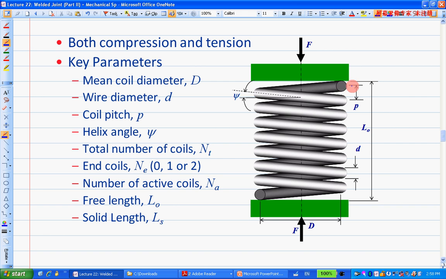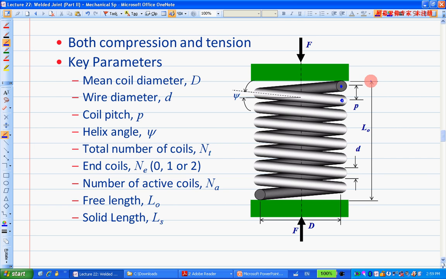First, it's the distance between two adjacent coils. Okay, this P is called the pitch. So P is the distance between two adjacent coils. Basically, you take it from this center to the next center. Okay, that's the P.